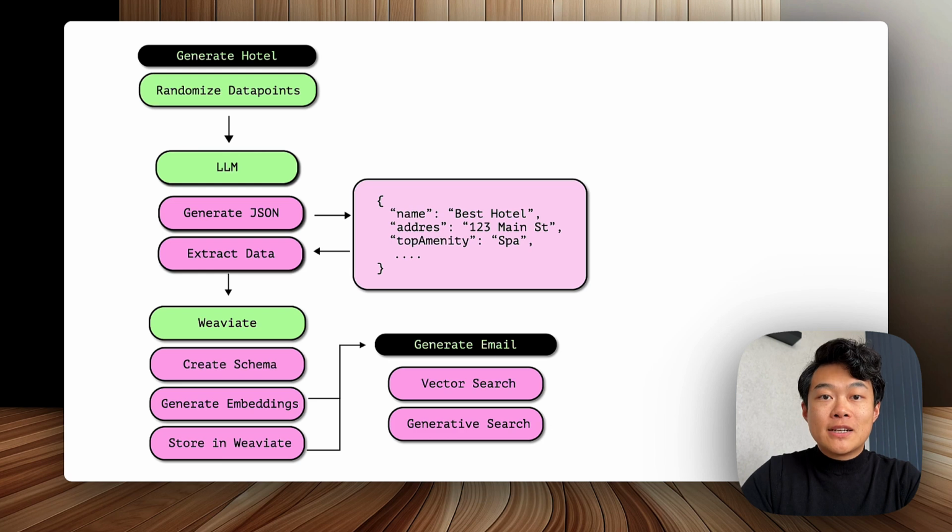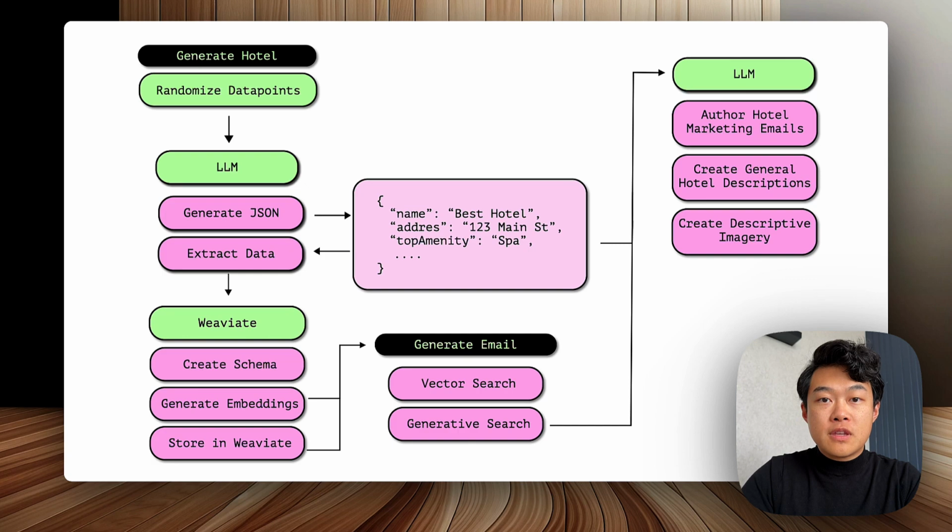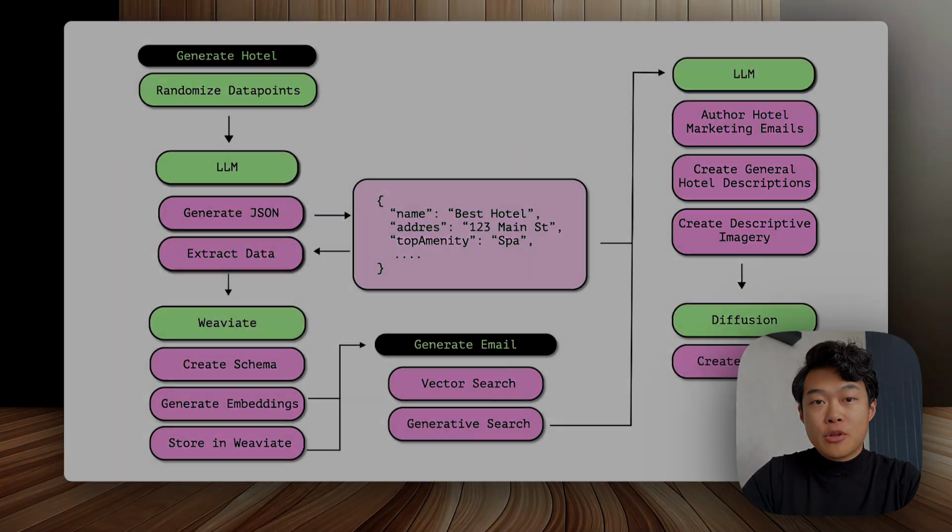We'll also extend our initial prompts to ChatGPT to create some descriptive imagery and then use these in a diffusion model to create images. If this sounds interesting to you, let's go ahead and get started.